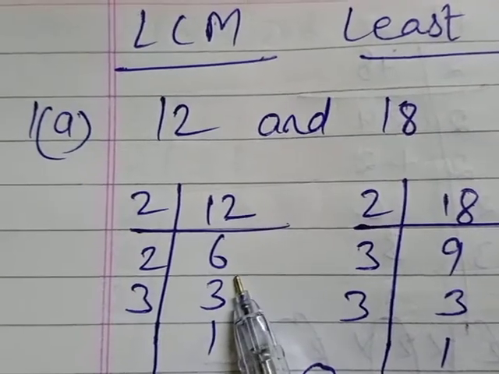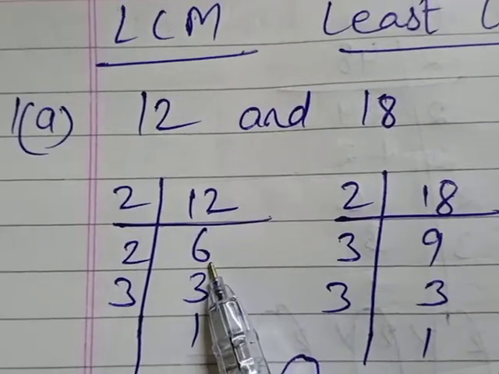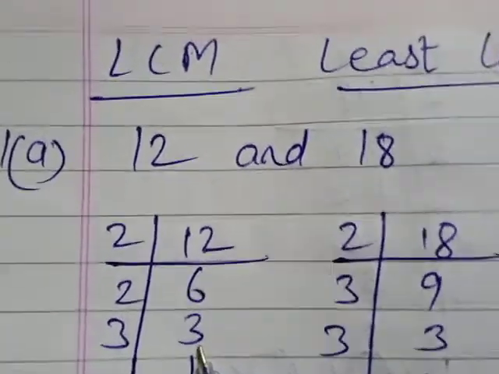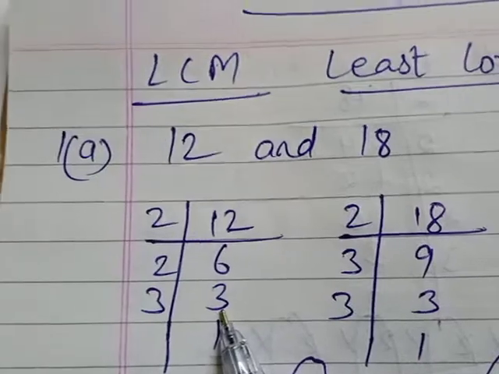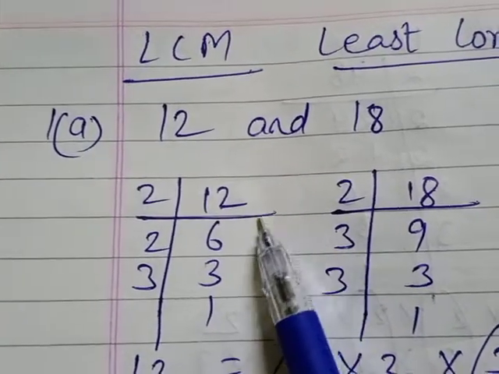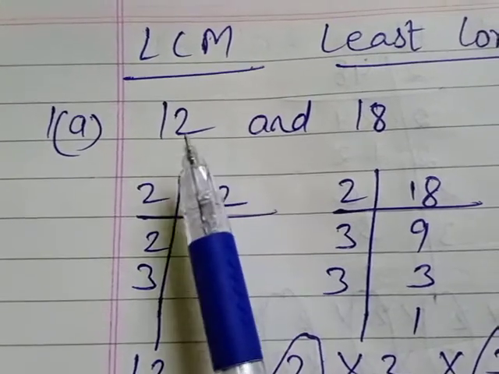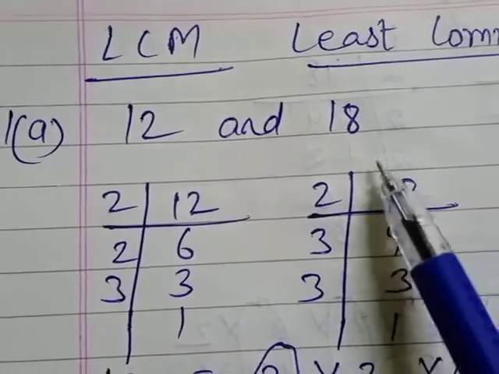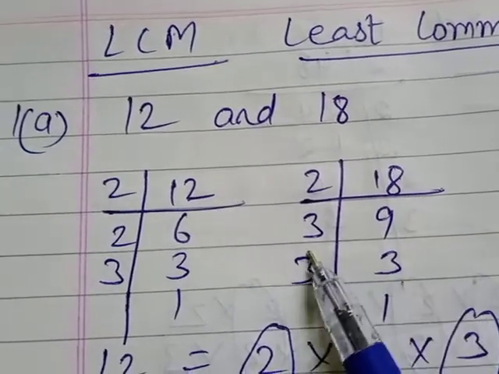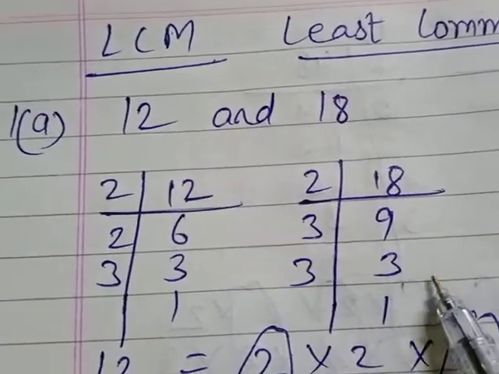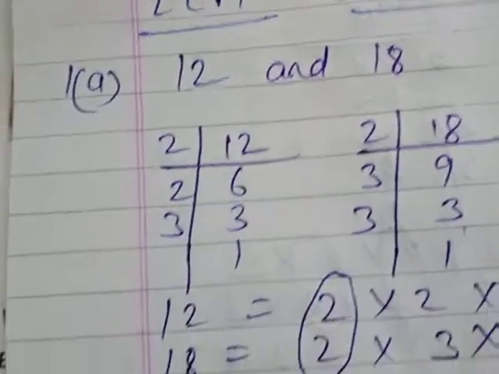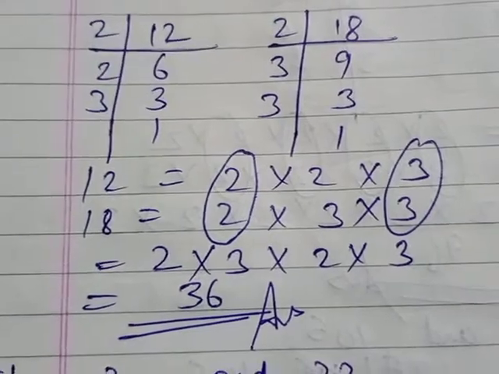6 times. Again, this 6 is divisible with which number? With 2 only. 3 times. Now 3 is the prime number which is divisible only in its own table. So 1 time. These are the prime factors of 12. After this, we will write all the prime factors of 18. That is 2 9s are 18, 3 3s are 9, then 3 1s are 3. Understood now?